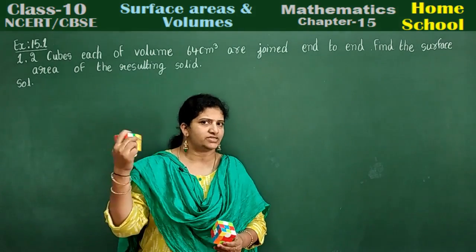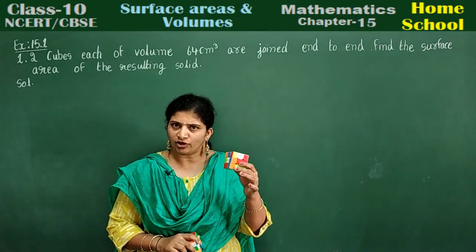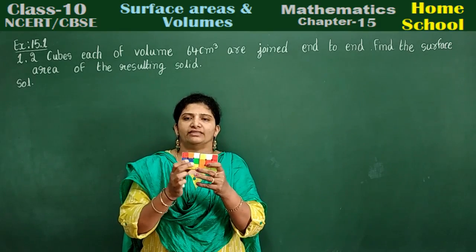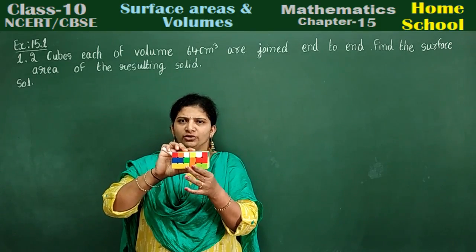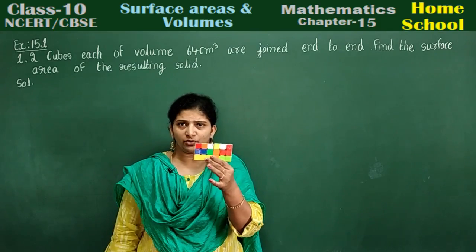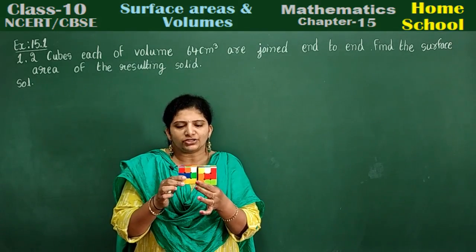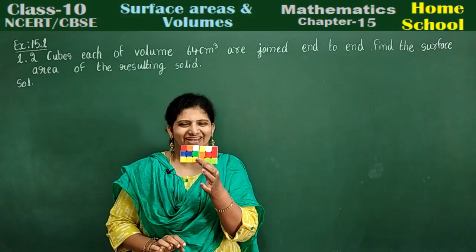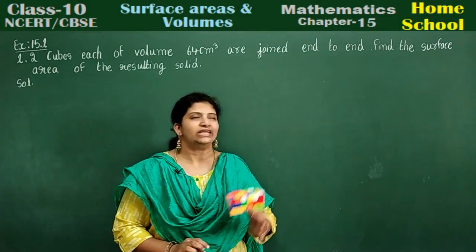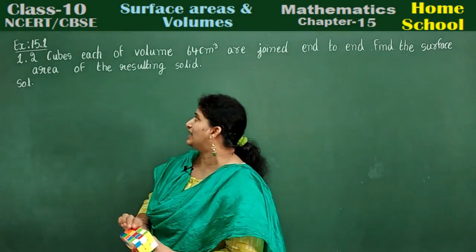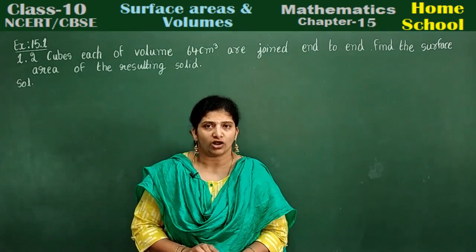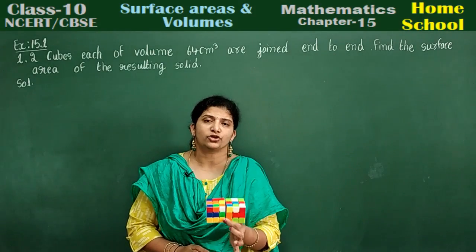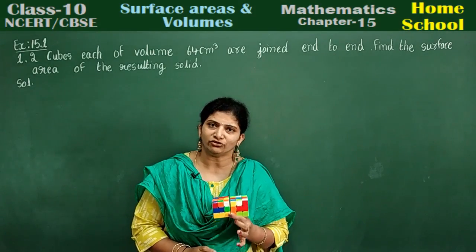This cube volume is how much? 64 centimeter cube. And this cube volume is 64 centimeter cube. Two cubes are joined together. If these two cubes are joined together, what is the resulting solid you get? These two cubes are joined end to end. What is the solid you can see? Yes, it is a cuboid. You need to find the surface area of the resulting solid. Resulting solid is, what is this one? Cuboid. This cuboid total surface area we need to calculate.